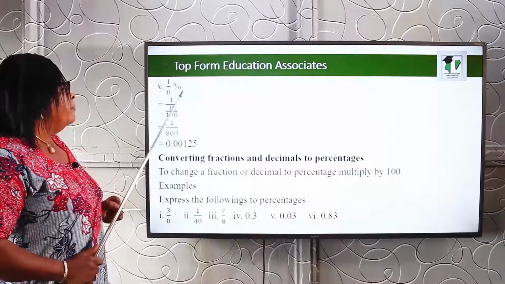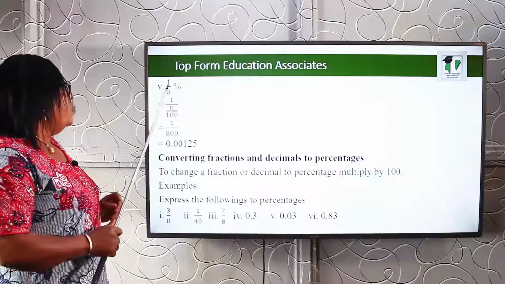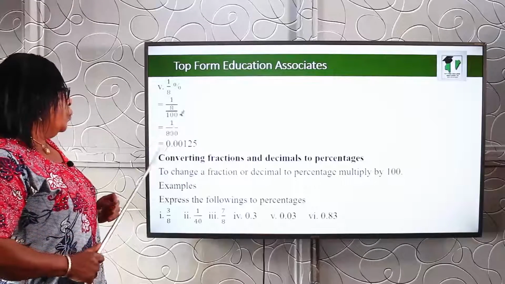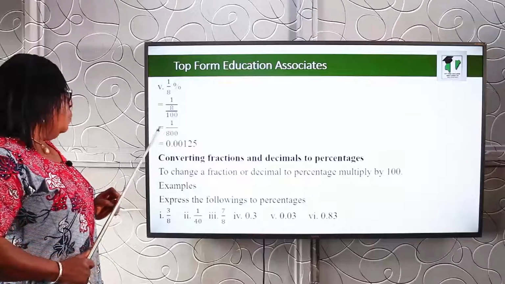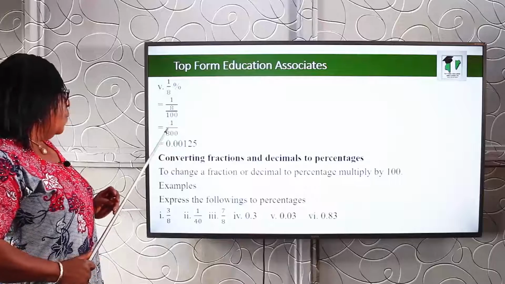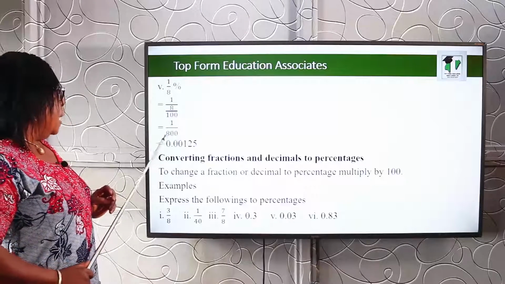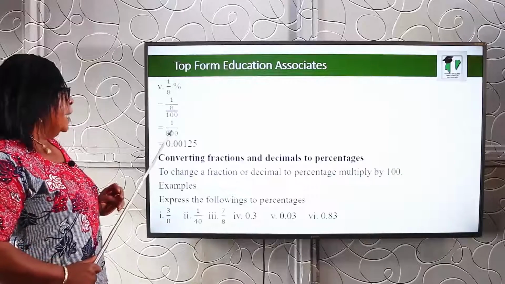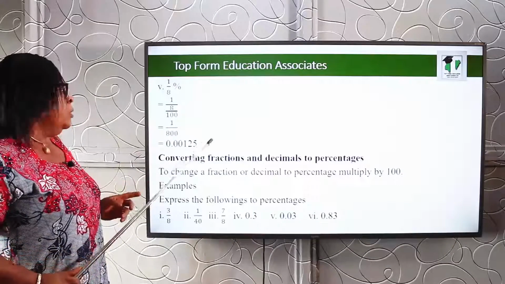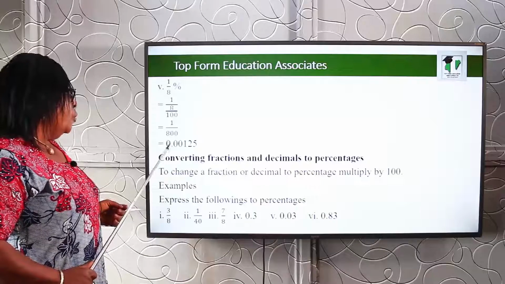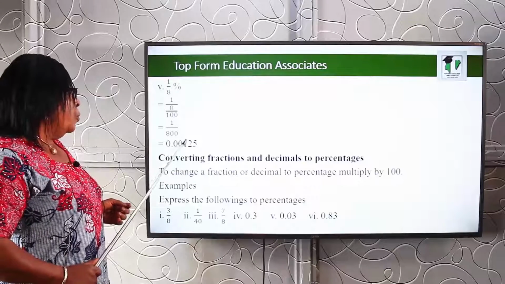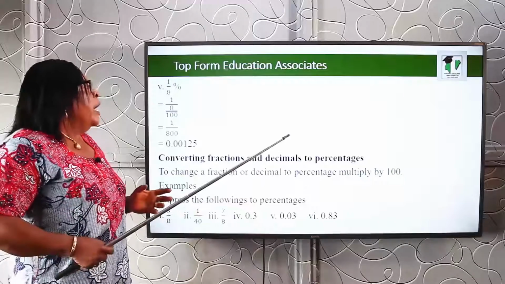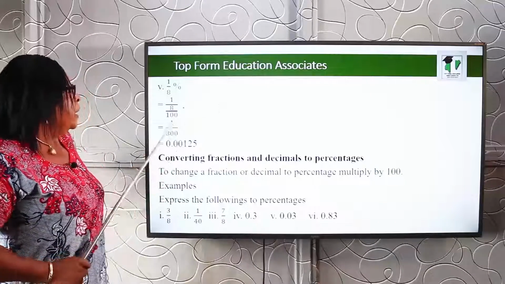1/8%. Example 5. That is 1/8 divided by the percent, which is 100. And that will give us 1/800. And when you divide 1 by 800, by long division, you will have 0.00125.